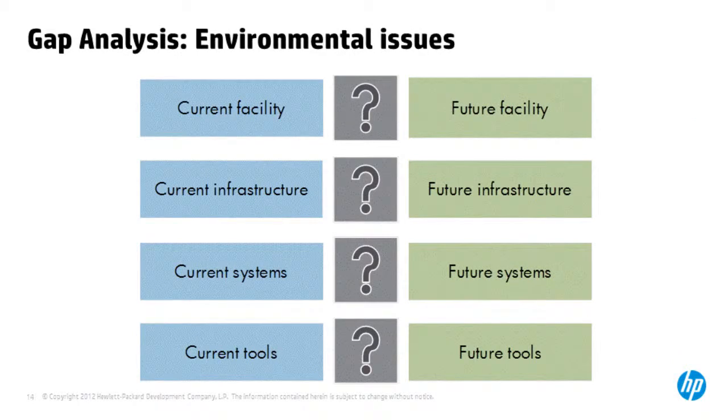Let's look at the gap analysis for environmental issues. The issues concern facility, overall infrastructure, current systems, and current tools. A facility change might be a change in the building or site, a requirement to work in a home office or not to work in a home office, or a change in the size of the workspace.